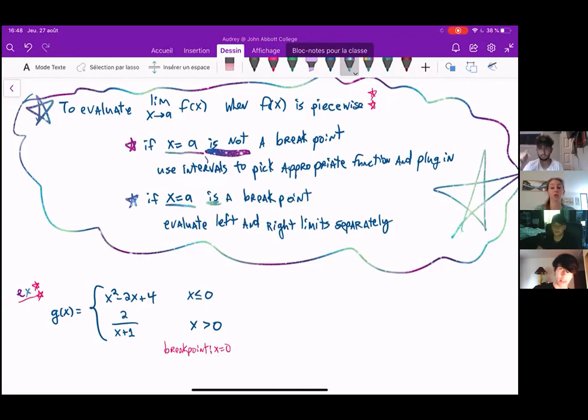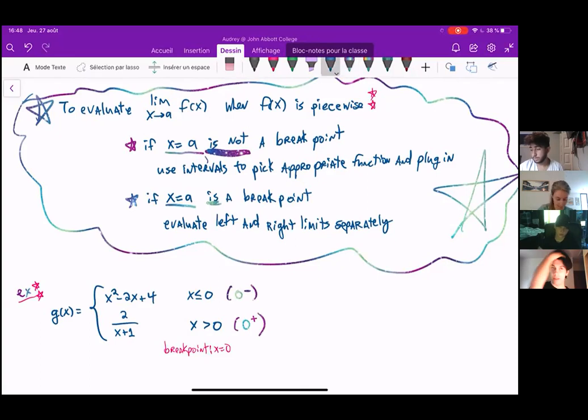0 from the left, that's values that are smaller than 0. So that would be like negative numbers. Which interval gives me values smaller than 0? The top one. So x less than 0, that's going to give me values smaller than 0. That's 0 from the left, which means this other one is 0 from the right.